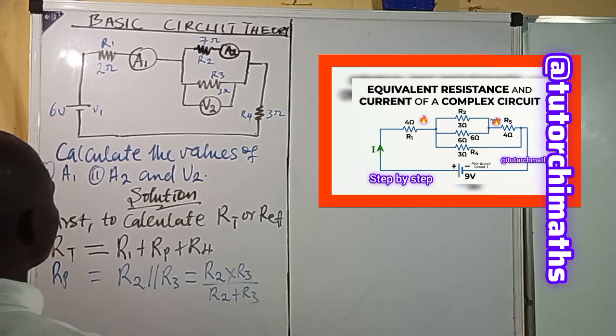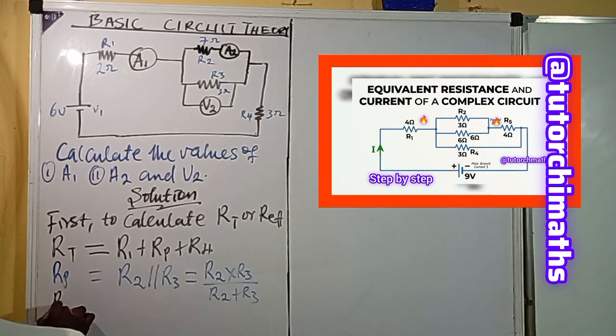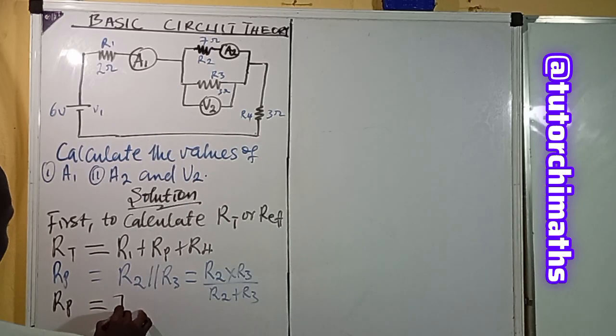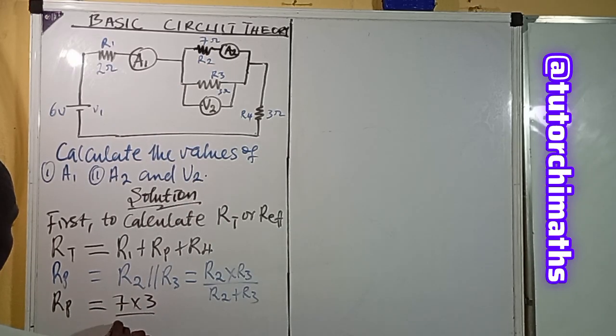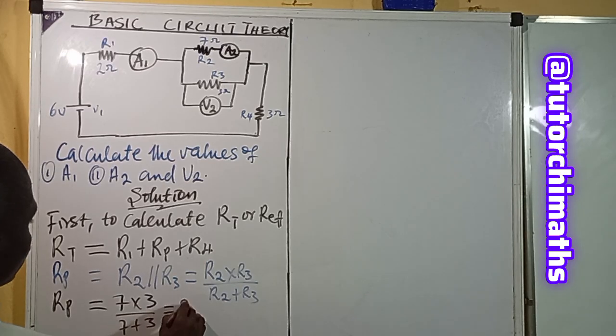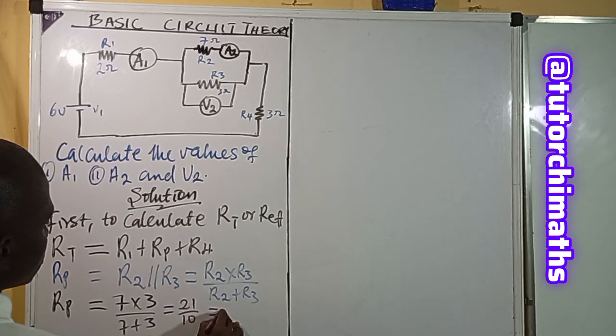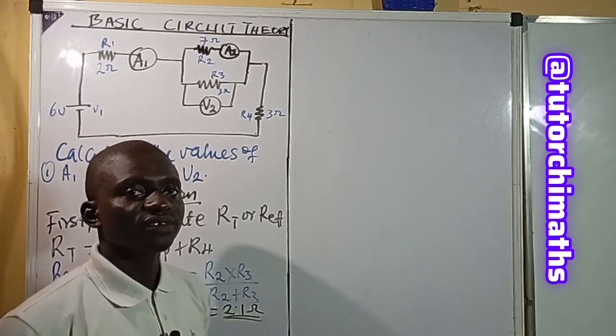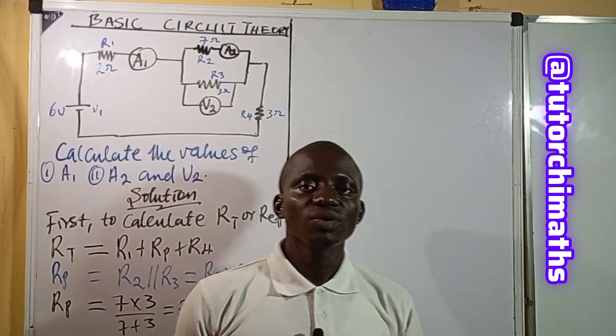Okay, so let's substitute the values to find RP. RP here is equal to R2, which is 7, multiplied by 3, divided by 7 plus 3. We will now have 21 divided by 10, which is 2.1 ohms. So our RP here is 2.1 ohms.